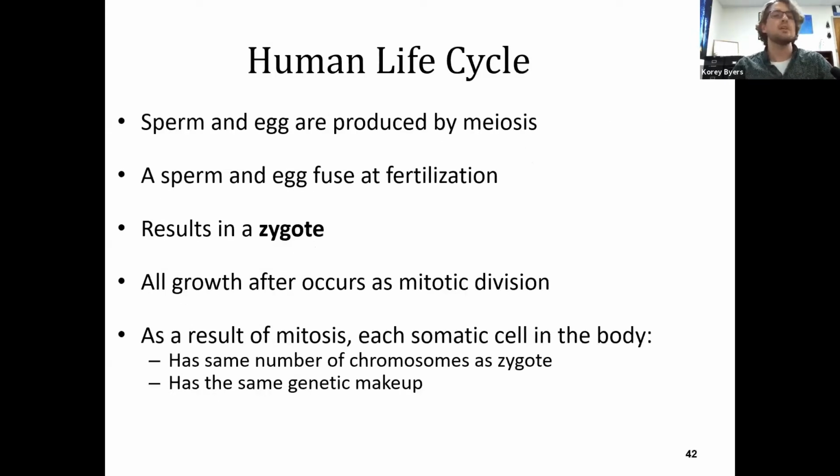In the human life cycle, with a sperm and egg, because of that reduction in chromosomes, they are set to combine at fertilization to get back to that chromosome number, the 46. So to put it in numerical terms, a sperm has 23 chromosomes, an egg has 23 chromosomes. At fertilization, they fuse and form a zygote that has 46 chromosomes. All growth after fertilization occurs as mitotic division, or mitosis.